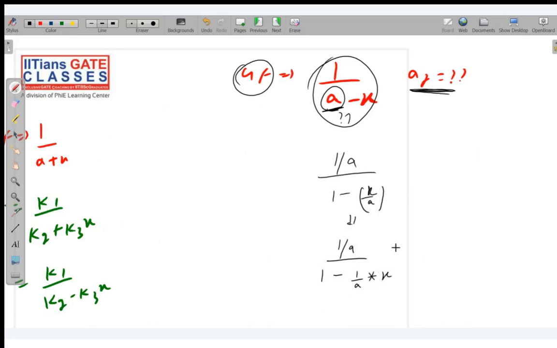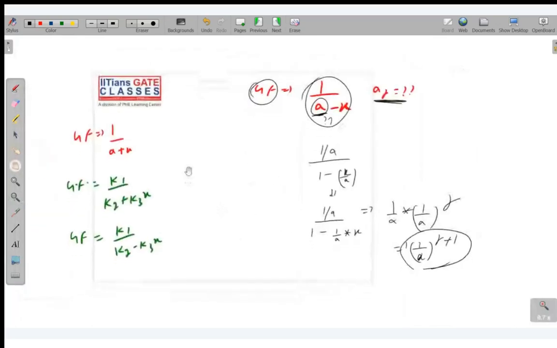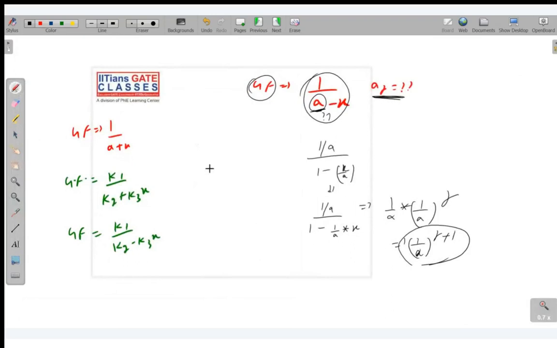Now please tell me the answer. What will be our answer? 1 by a into (1 by a) power r. Yes, that's it. That is nothing but 1 upon a power r plus 1. So simple. Is it okay now? So I think you might have got the feeling of integration. That was the basic linking which I wanted to do. 1 upon a plus x. So what we will do again: 1 by a, 1 plus 1 by a multiplied by x.